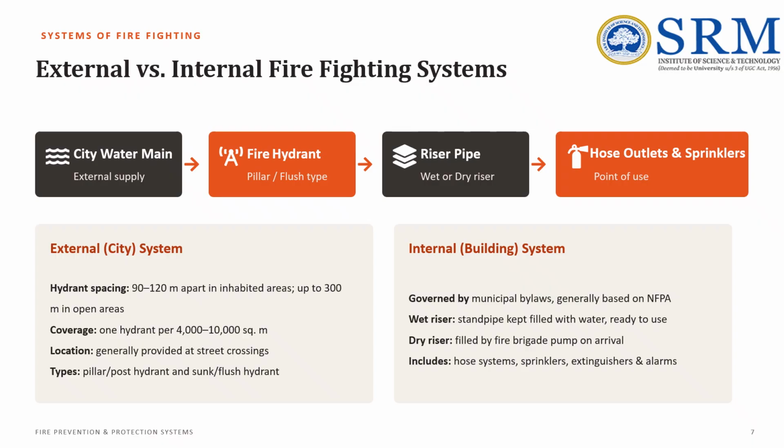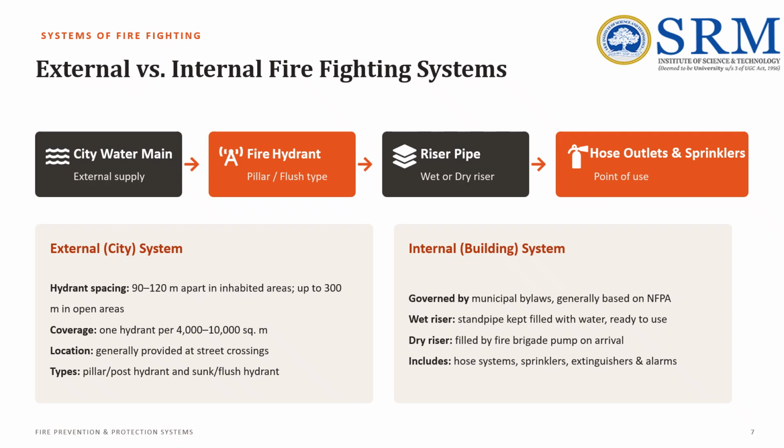Firefighting systems are divided into external and internal systems. External systems include city water mains, pillar hydrants, flush hydrants, and underground pipelines. Hydrants are usually installed 90 to 120 meters apart in populated areas to ensure adequate coverage. Internal systems protect buildings from within.